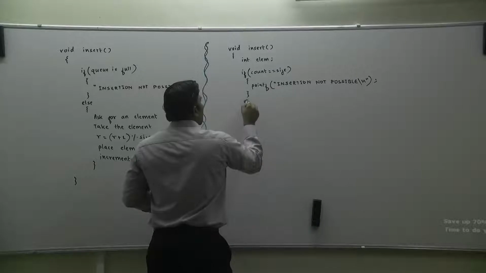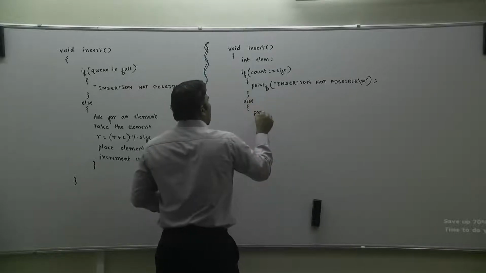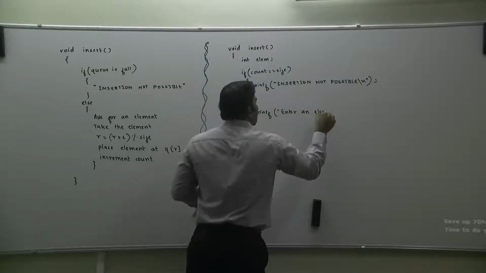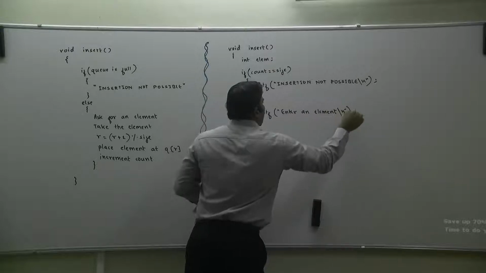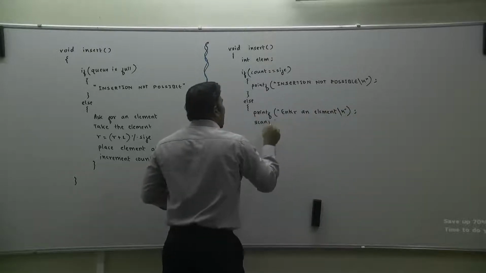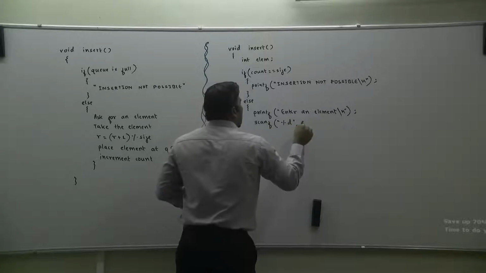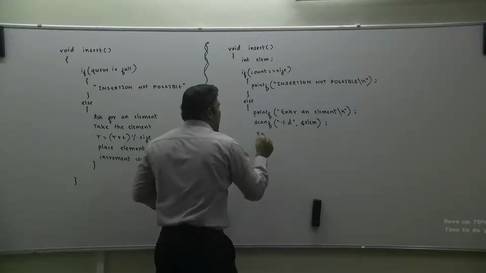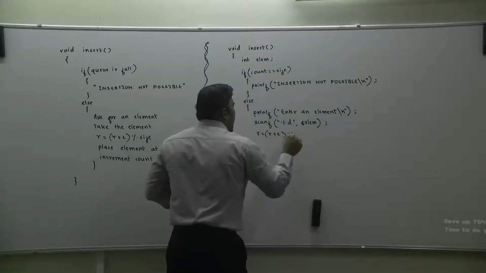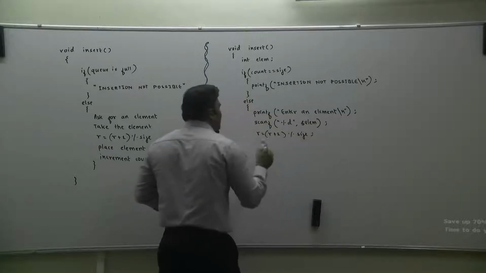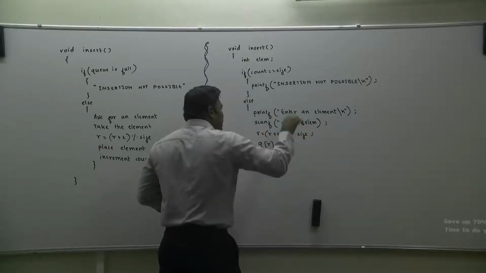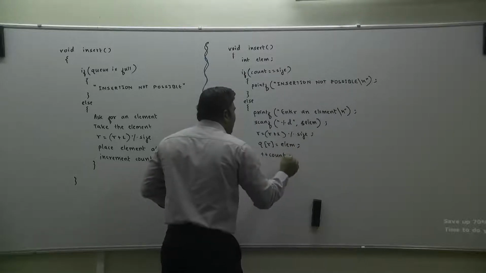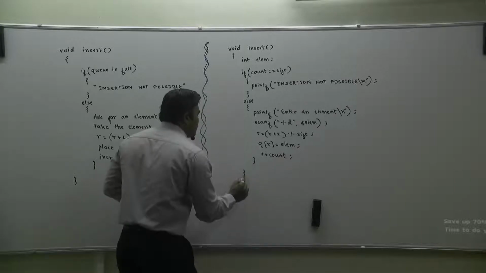Otherwise, I will ask the programmer, enter an element. Whatever he enters, I will scan and take it. For that purpose only, I declared one variable called element. Next, rear equal to rear plus 1 modulo size I will do. Next, at q of rear, I would be placing the element. Not only that, I will also increment the count. This is the closure of it.